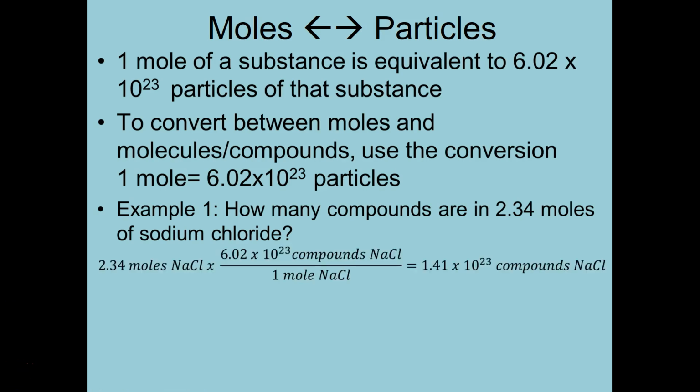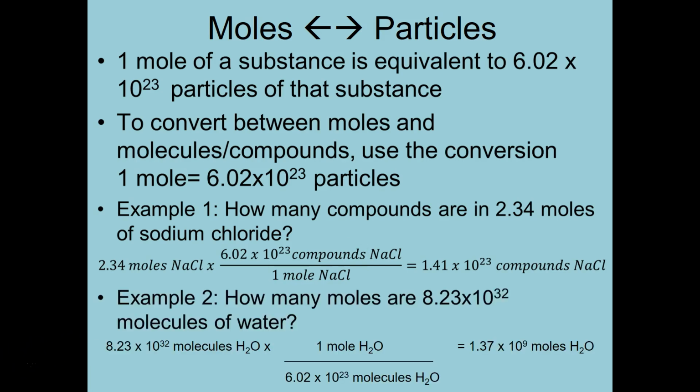So we would take the 2.34 moles of sodium chloride. We're going to use the conversion factor 1 mole, which goes in the bottom because we're trying to cancel out our moles. And we're going to put 6.02 times 10 to the 23rd compounds of NaCl on the top. And when we multiply, we should get 1.41 times 10 to the 23rd compounds of NaCl.